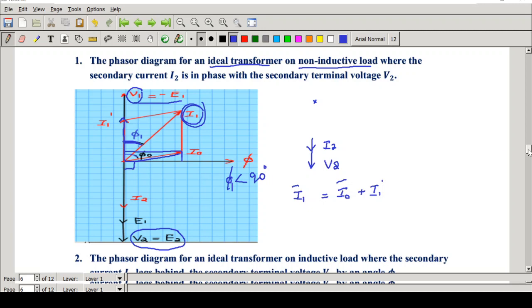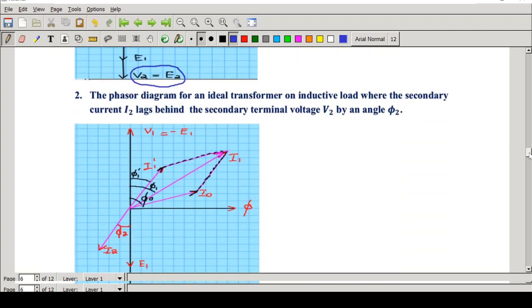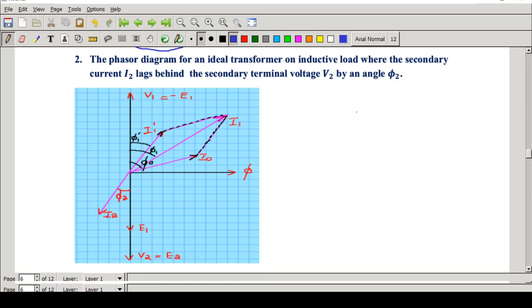Now let's look at an inductive load. What is the difference in the case of an inductive load? See here, V2 is here. What about I2? See here, I2 is lagging by an angle phi 2. So this is the difference in the case of an inductive load. All other things are the same.